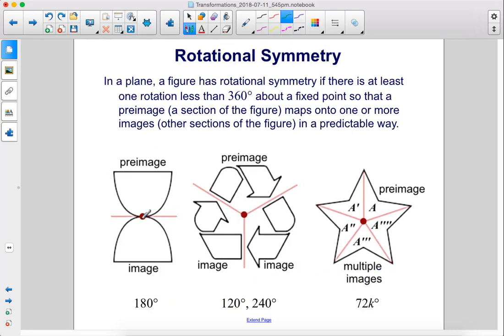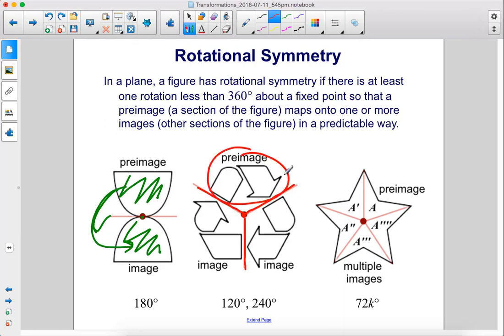For this one, we can put our point of symmetry right here, and then if you take this part and rotate it 180 degrees around, you would end up with that right here. So there we go. The next one, point of symmetry right in the middle, and we divvy it up like this. Then if you take a section and rotate it 120 degrees to the right, it would end up here. And if you rotated it 240 degrees, it would end up there.